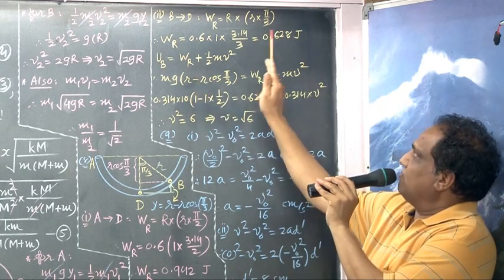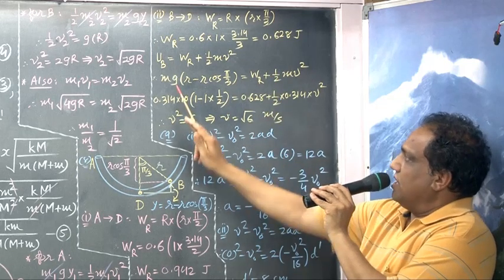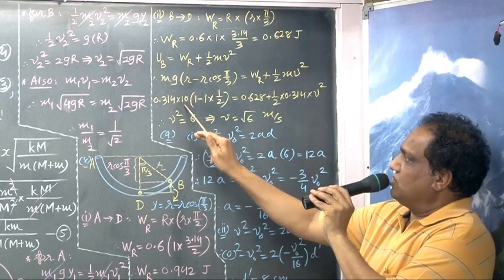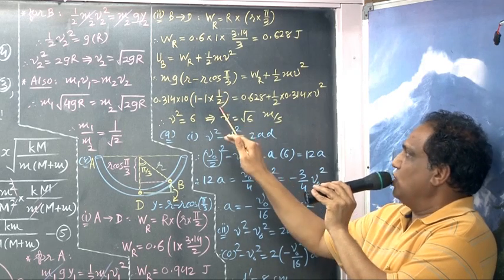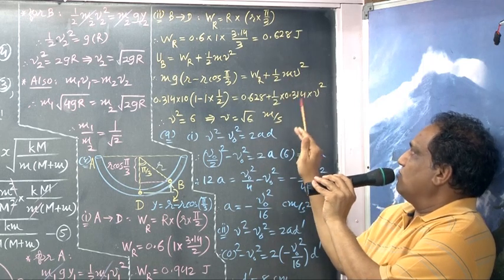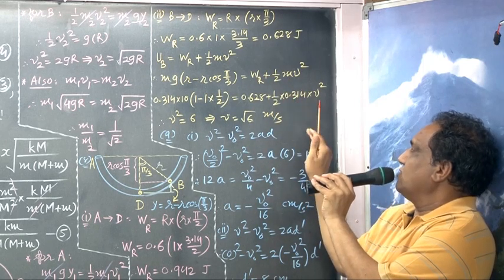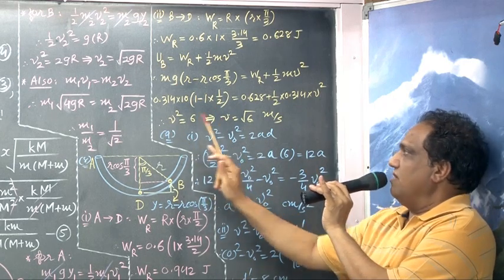Work done against the resistive force we have found out to be 0.628, and this is half mv square. Now the mass of the body is 0.314, g value is 10, R is 1 meter, cos 60, that is sin 30, is 1 by 2. W_R is 0.628, 1 by 2, mass of the body is 0.314 kilogram. Velocity square we want to find out. V square comes out to be exactly 6, so v will be under root 6.